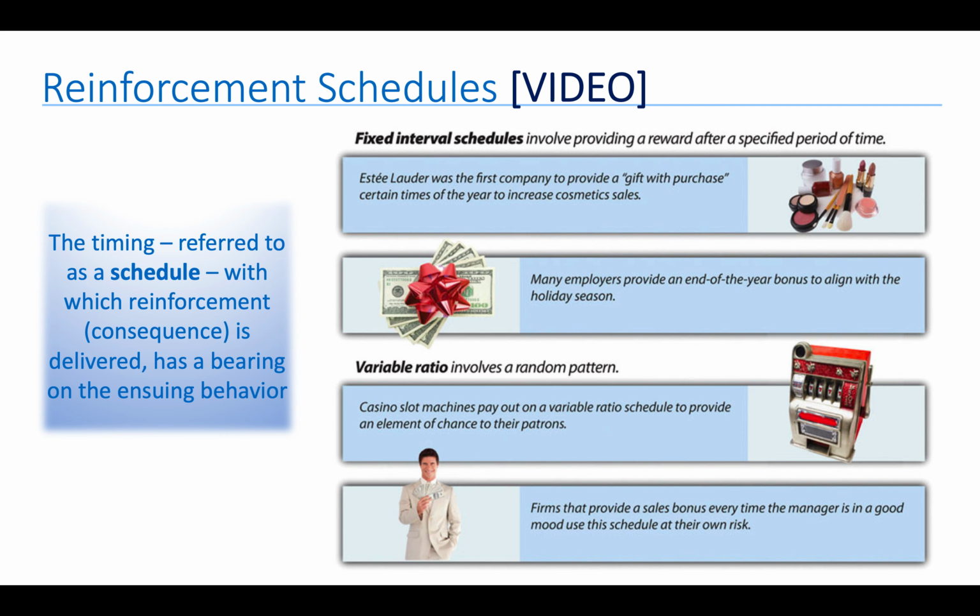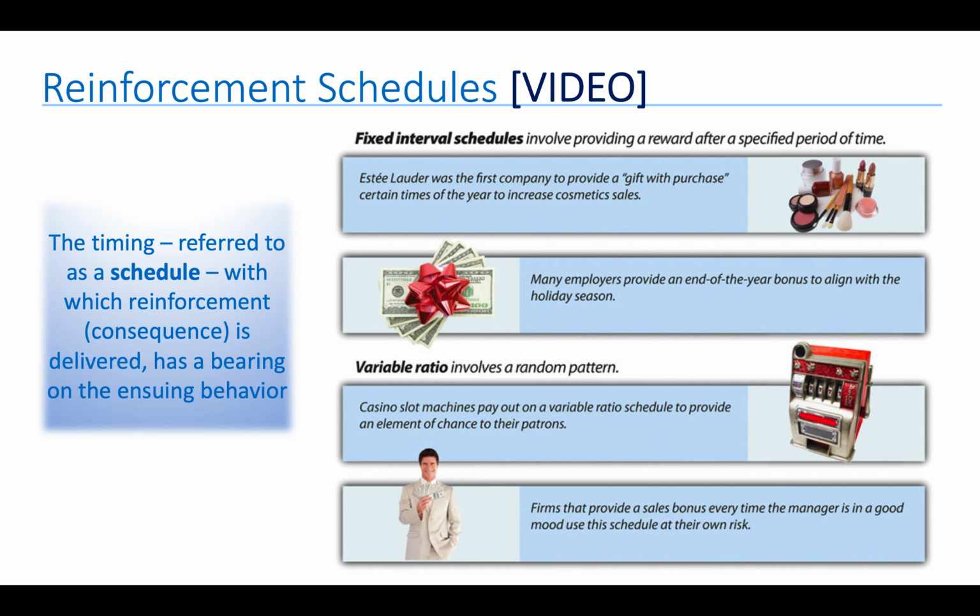All right. So the fixed interval schedule deals with timing. After a specific period of time, you receive a reward. So this is the Christmas bonus. Every year at Christmas, you get a bonus. That's on a fixed interval, fixed timing, and you get the reward. You get the turkey for Thanksgiving. Fixed interval schedules, there's 12 months between each of the rewards that you get.